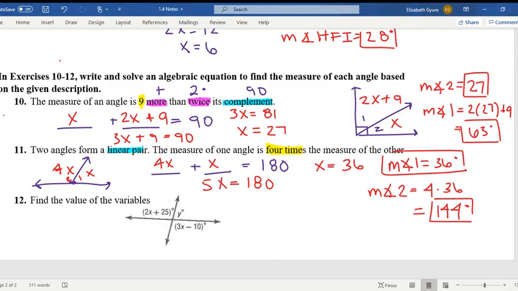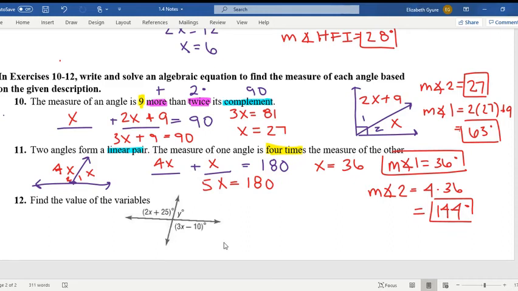And then last one, number 12, find the value of the variables. You're given your two intersecting lines here. Couple things you should notice. You have two intersecting lines. That means you have your X shape, which means you're going to have vertical angles. And we have opposite rays, which means we're going to have linear pairs.